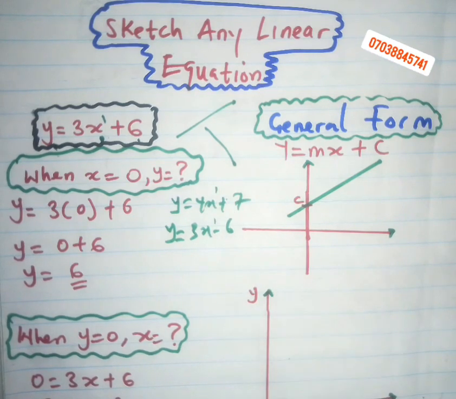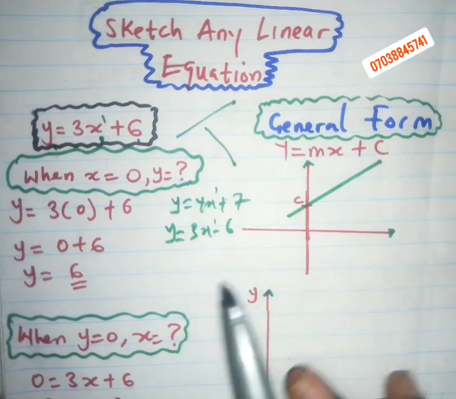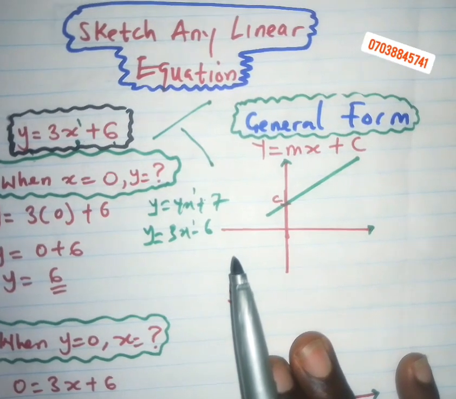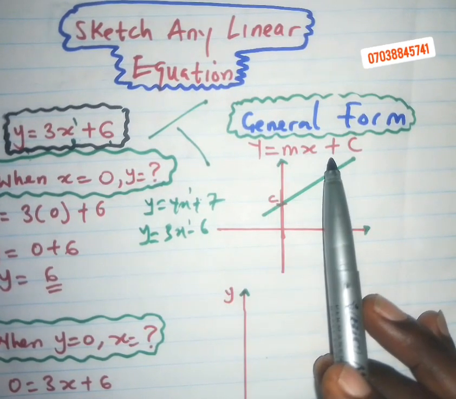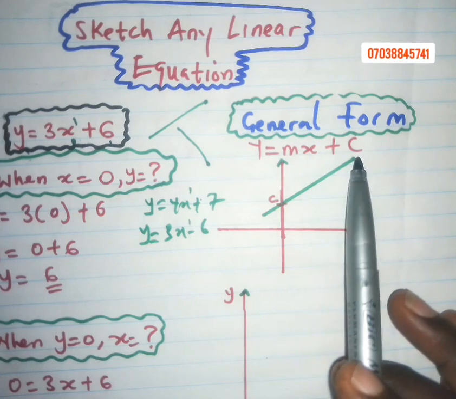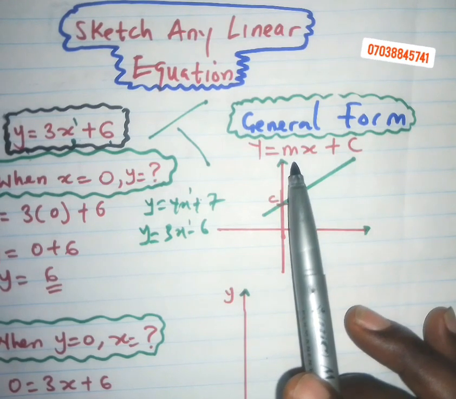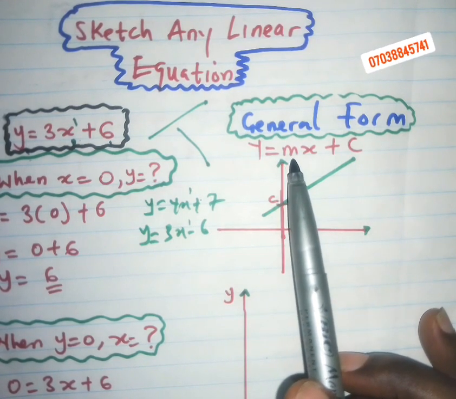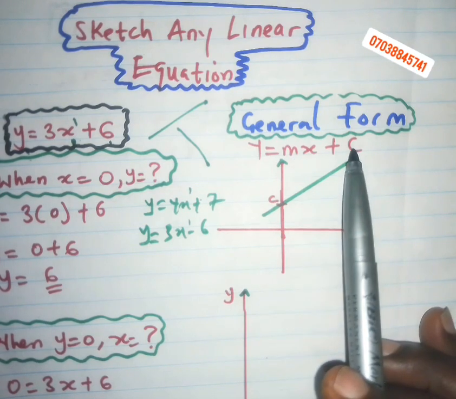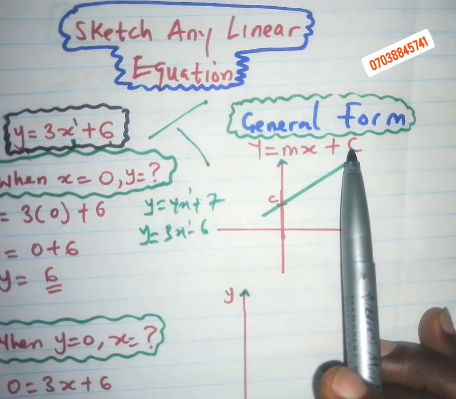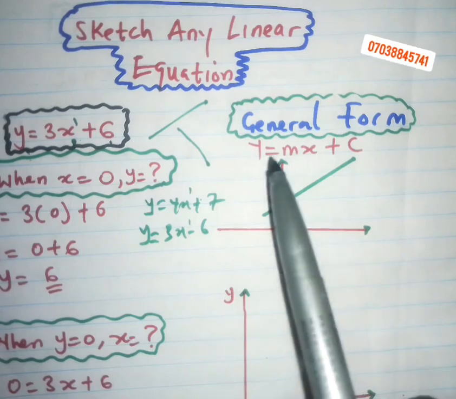Now, let's look at the general form of a linear equation. The general form of a linear equation is y equals mx plus c, which is what you have right here. Here m is the gradient of the equation, while c is the intercept.